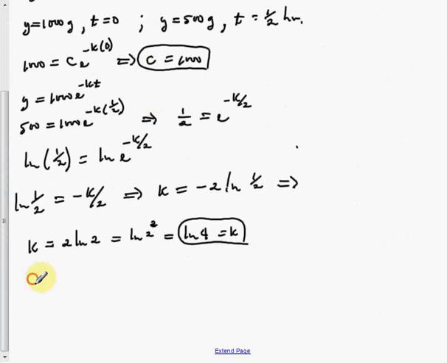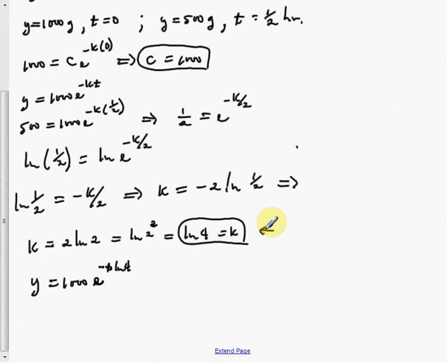So the problem is really y is equal to, c was 1,000, times e to the negative k times t. So we just say negative t times the natural log of 4. And if you want, you can fix that up, you can get rid of the e and the natural log. You don't have to, because the question was just find k.